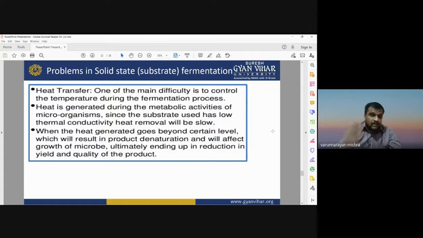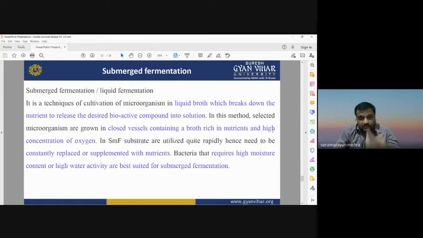The only problem in the process of solid state fermentation is to control the heat, because the heat releasing capacity in solid state fermentation is very slow. So it may affect the quality of your byproduct because of the high temperature in the fermentation process. Okay, submerged fermentation is another type of fermentation process.